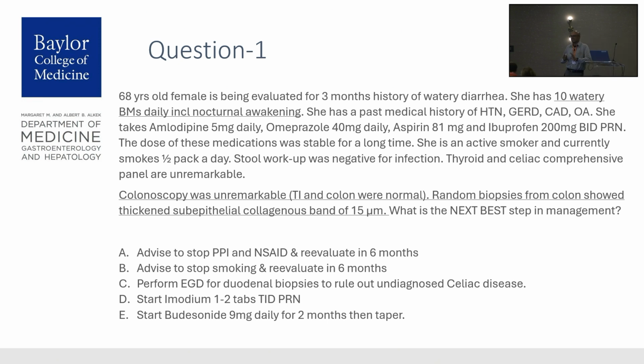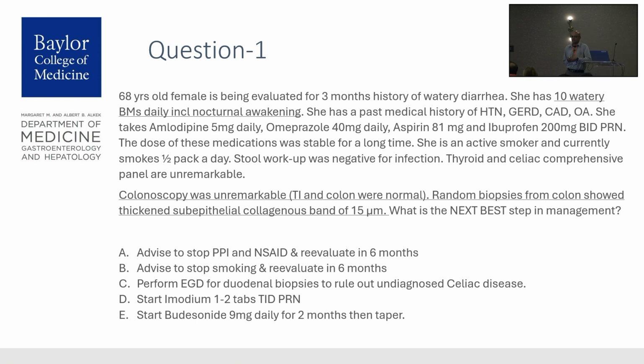This is a 68-year-old female, a typical patient, coming with a 3-month history of watery diarrhea. She is on omeprazole, aspirin, amlodipine, and ibuprofen. We did the review, and she is also a smoker. You ordered the stool tests, GI PCR, all negative, and thyroid and celiac panel negative. So you send the patient for colonoscopy, and the pathology comes back as microscopic colitis. So what would you do next?